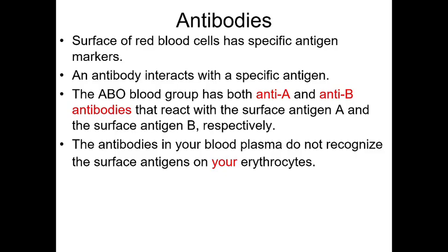So, in the same idea, in our blood cells, we have three particular antigen markers, three particular protein sugar group molecules that are found on the surface of red blood cells.